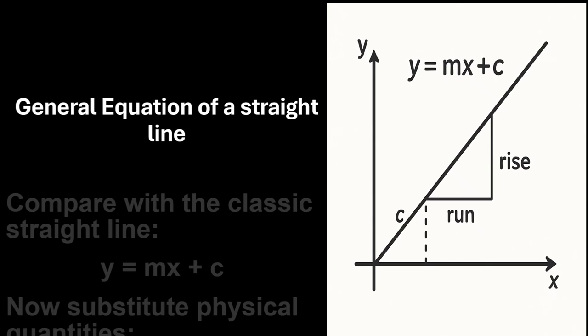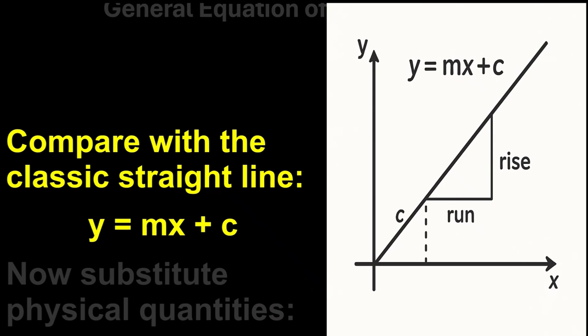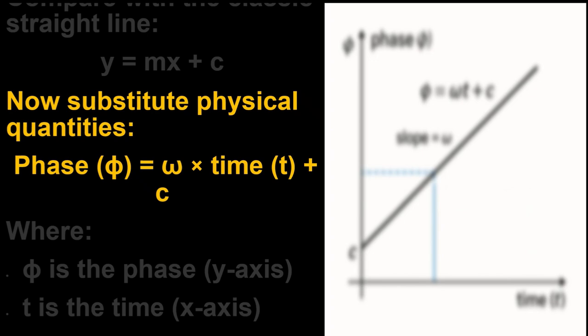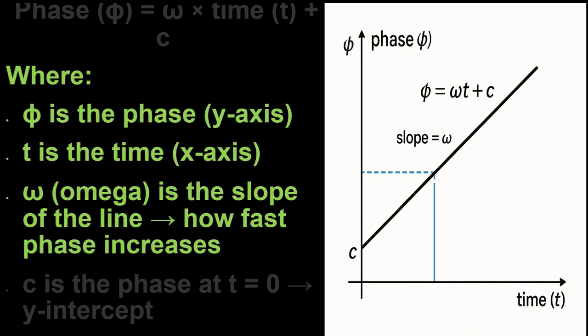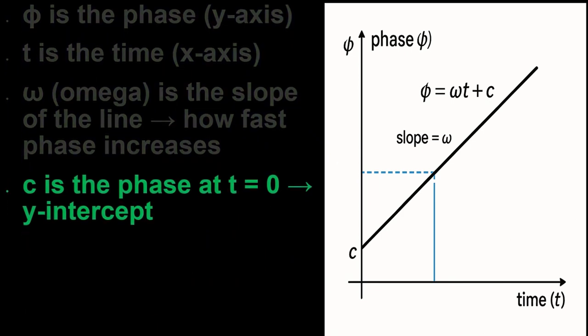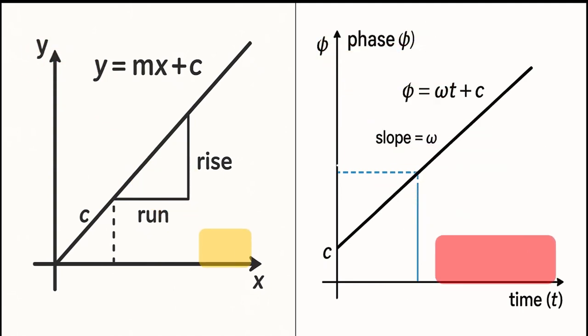Now, given the equation of a straight line, we compare it with the standard form y is equal to mx plus c. So we're going to compare the straight line that we have in option A to y is equal to mx plus c. Now, if we substitute these quantities, instead of y, we have phi, the phase, and mx is omega t, plus c. The slope here is omega, and c is the phase at t is equal to 0, which is the y-intercept, although not in this graph. It's a different graph. So if we compare these two, y is phase. I hope that makes sense. X here is time.